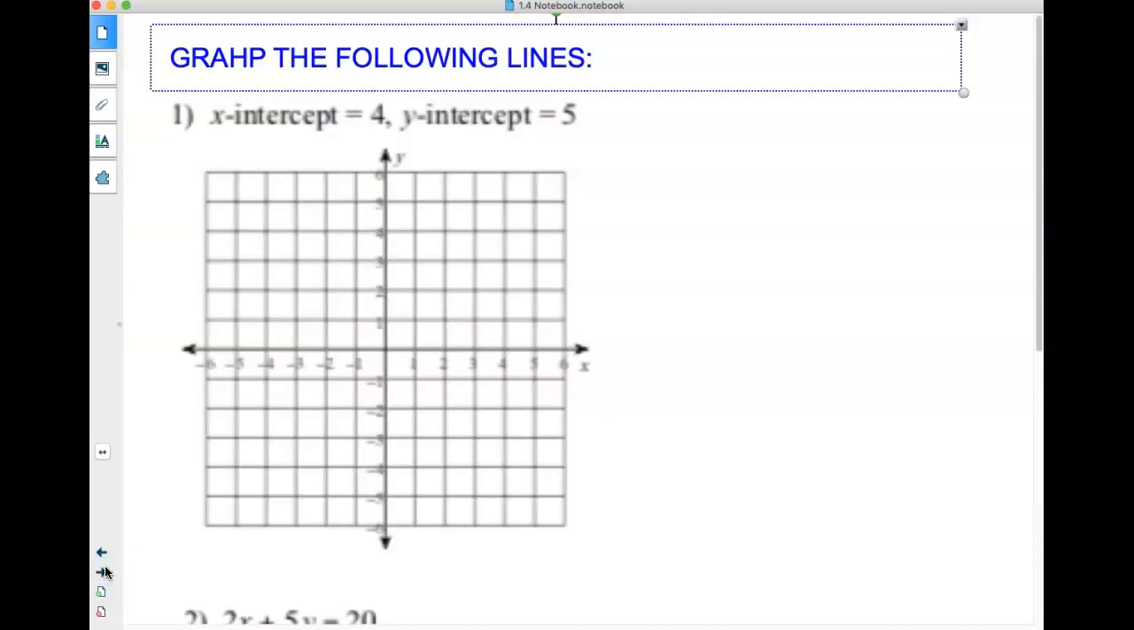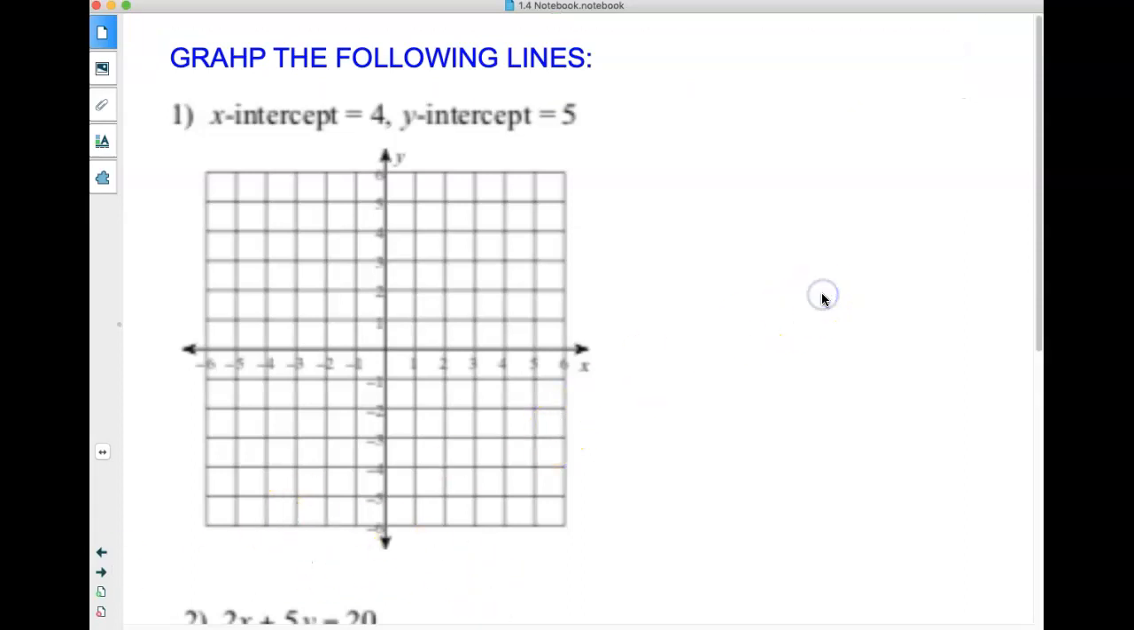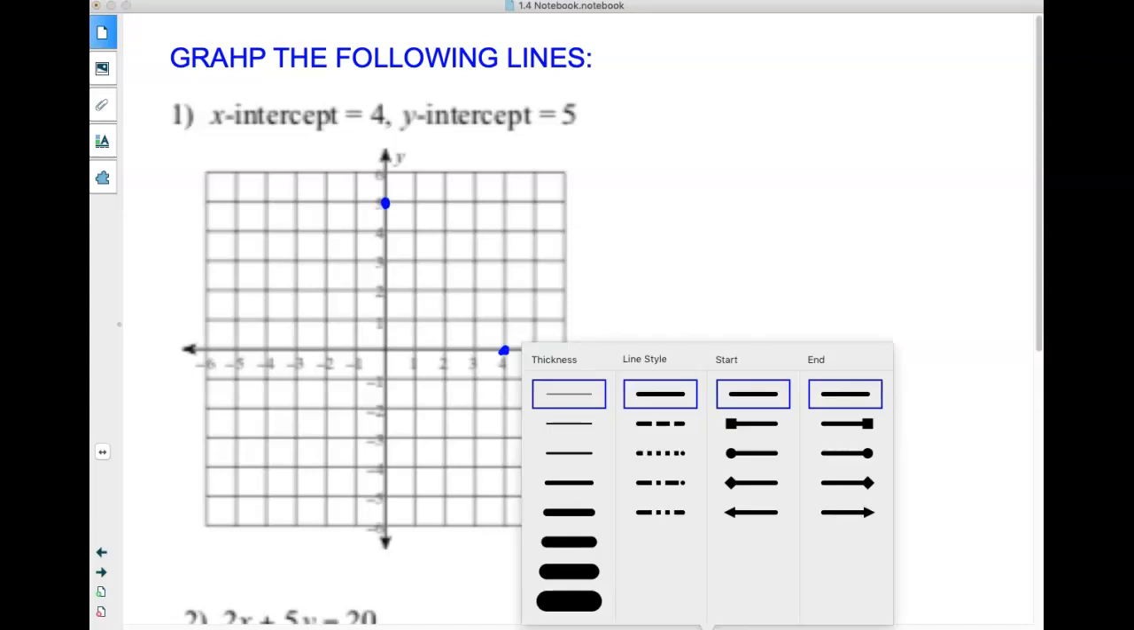So when we go here, graph the following lines. When I'm graphing my following lines, they're just giving me two pieces of information here. They are giving me my x-intercept, so I'll plot my x-intercept at 4, 1, 2, 3, 4. And I have a y-intercept of 5. And remember, it only takes 2 points to make a line. So all I'm going to do is connect these points with arrows on both sides.